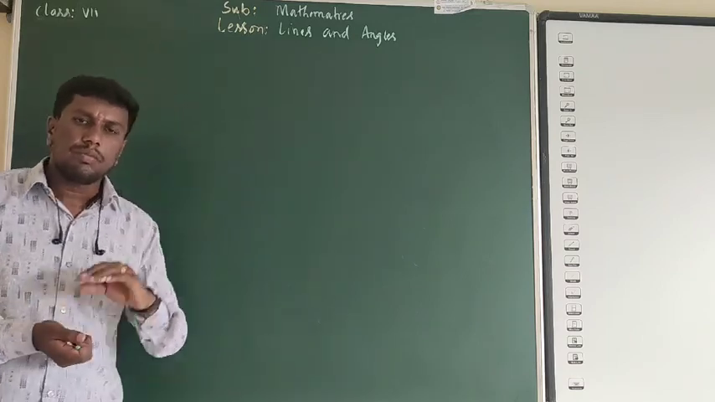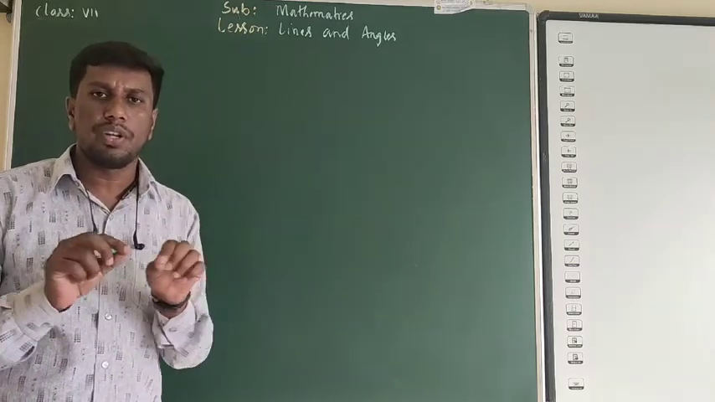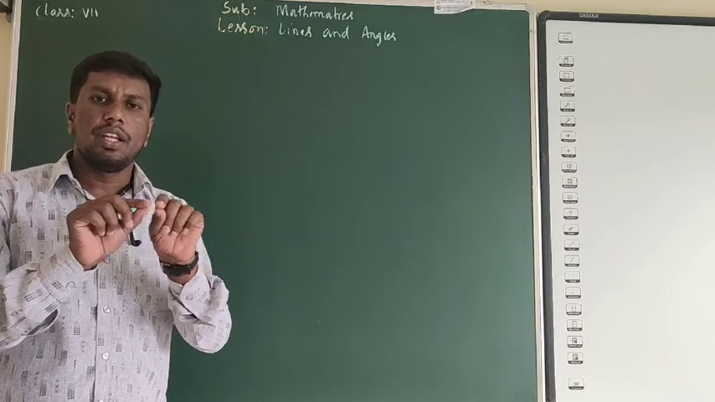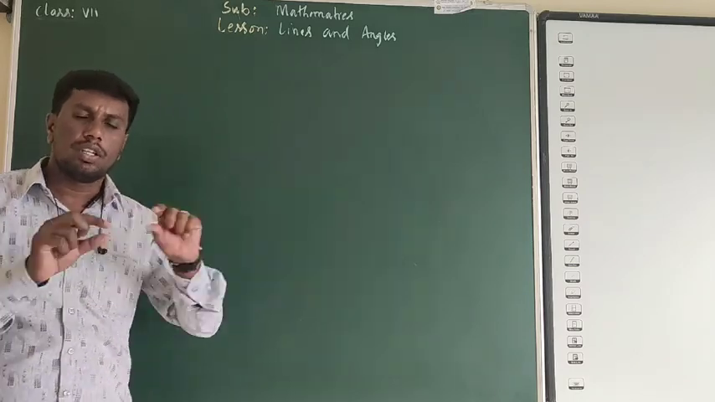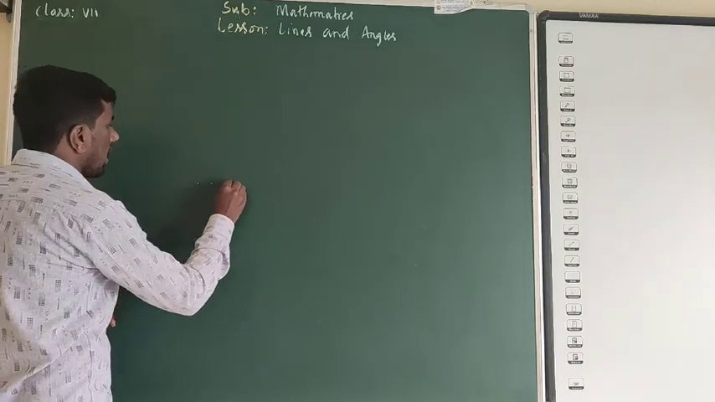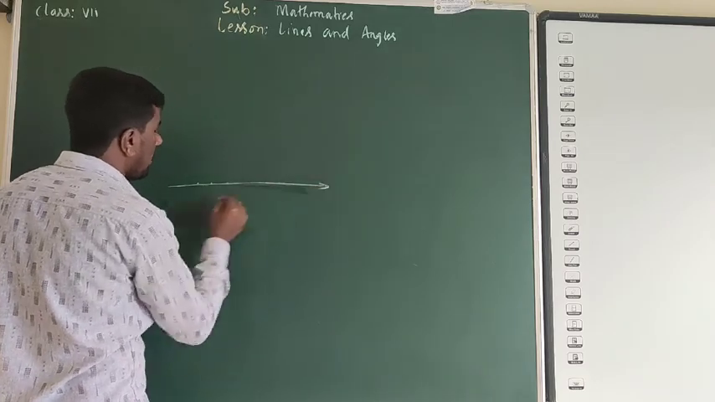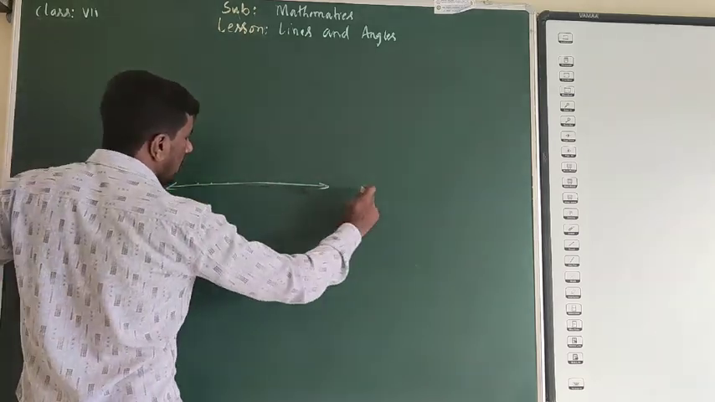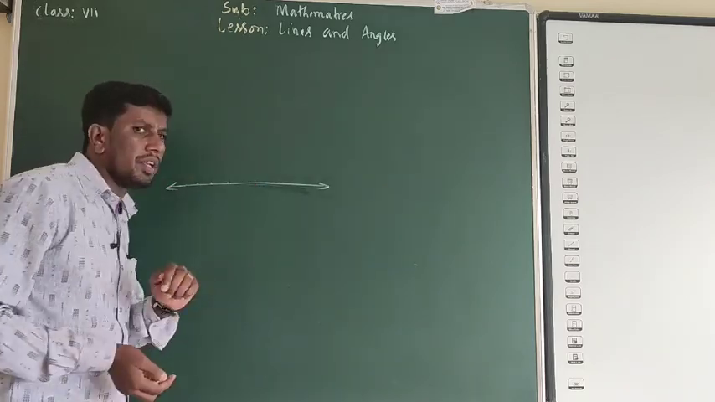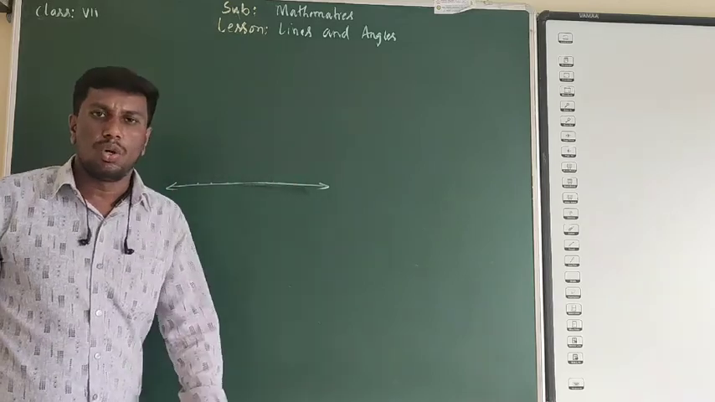A line is a collection of points. A line has a length, but it doesn't have a width and it doesn't have any thickness. The line itself is a collection of points. We can measure its length, but we are not able to measure the width or the thickness of the line. So it has only one dimension, length.